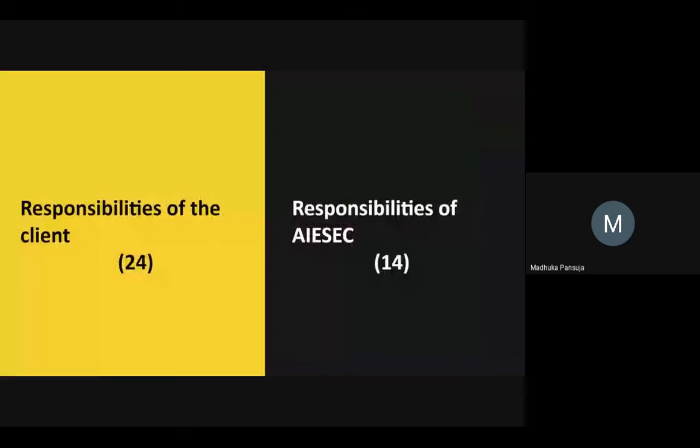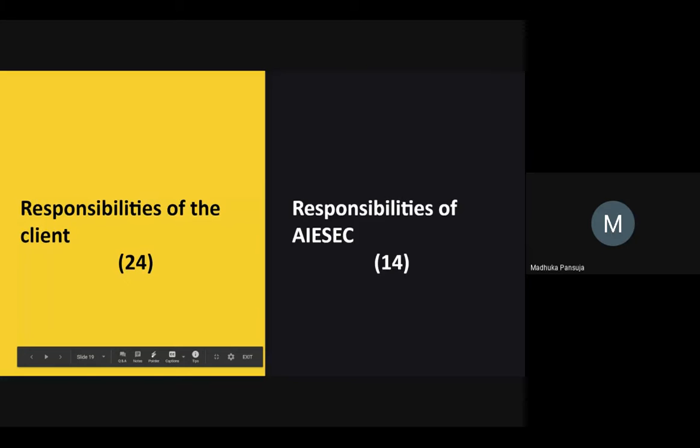And next is followed by responsibilities of the client, and there are 24 responsibilities of the client, and also the responsibilities of ISEC. There are 40. So these things you should read alone actually. If there is a clarification to be made, you can contact me after reading.